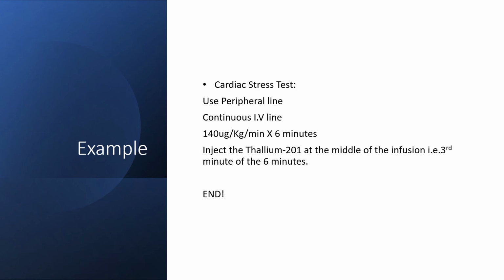And the last example would be the cardiac stress test. Use a peripheral line, a continuous IV line, give at 140 microgram per kilogram per minute for 6 minutes. Then, within that 6 minutes, at the middle, like the 3rd minute, inject your Thallium-201. Then, the result will tell you whether you are dealing with a coronary artery that is open or stenosed.